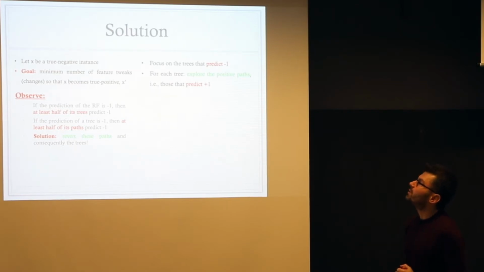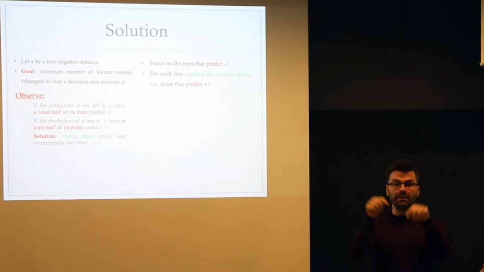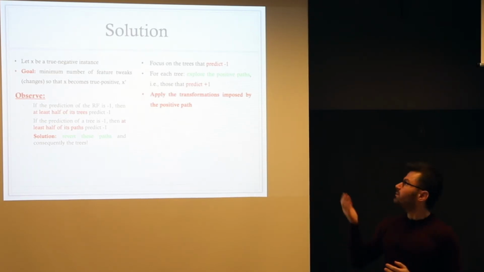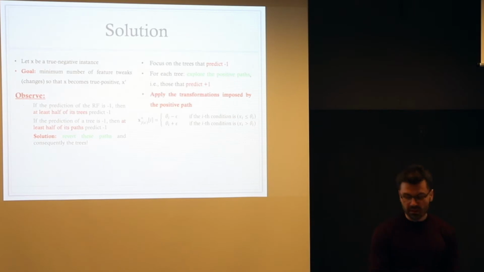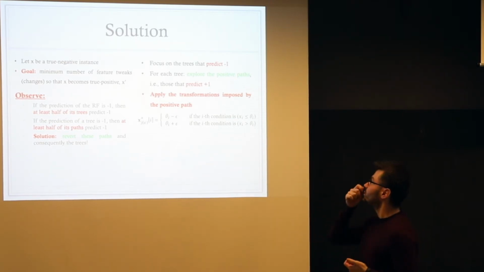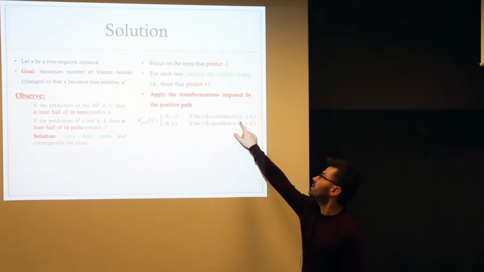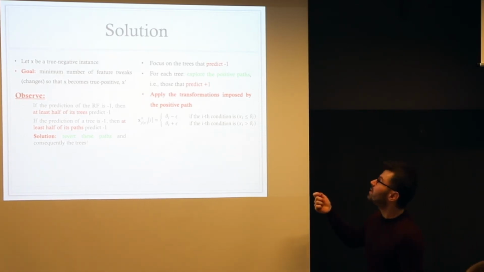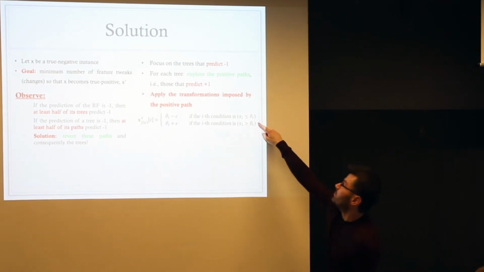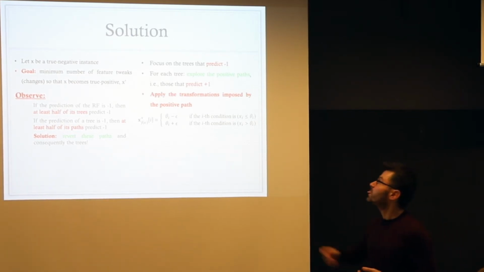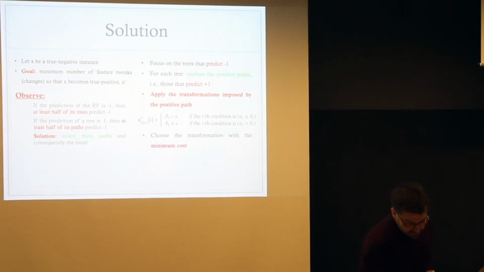So we focus on the trees that predict -1 and explore the positive paths and try to force the example to go through those paths. A transformation is applied by imposing the example to go through the path. Based on Tolomei's idea, the main transformation we're doing here is this: if the decision condition in a particular node in the path is x_i less than theta_i, where x_i is the value of the feature and theta_i is the value of the condition, then we set the feature to theta_i minus epsilon, so that we force it to be slightly less than theta, so the condition is satisfied. And the opposite is done for the other case. Okay, this is a very simple and heuristic idea, which we liked quite a bit.